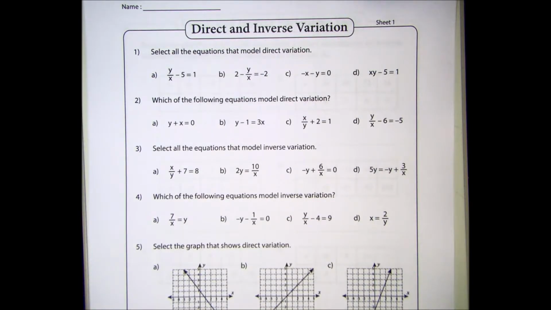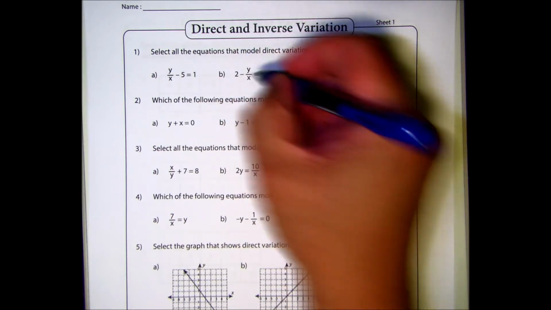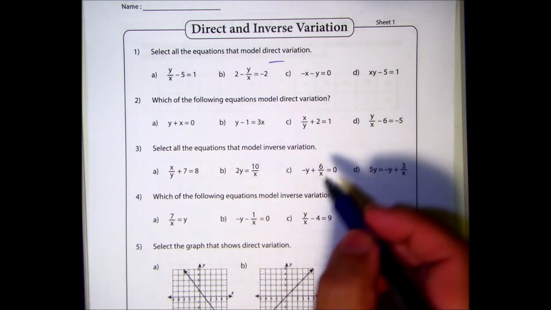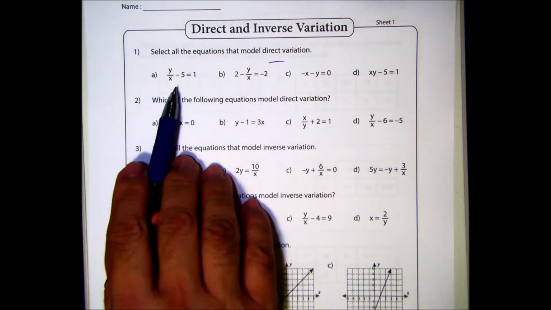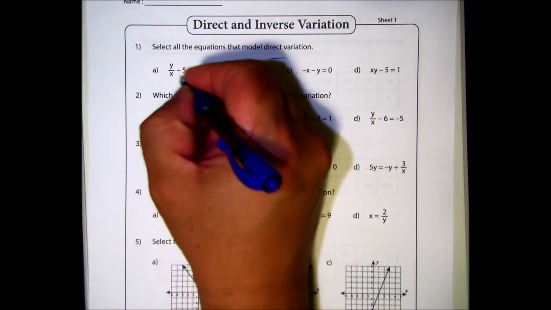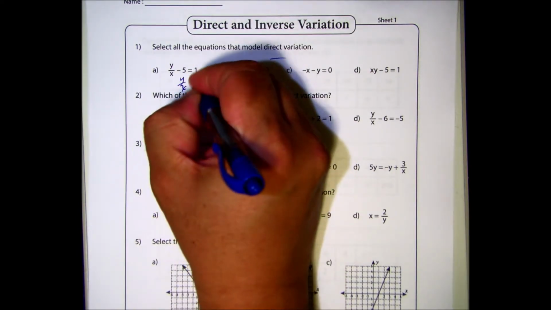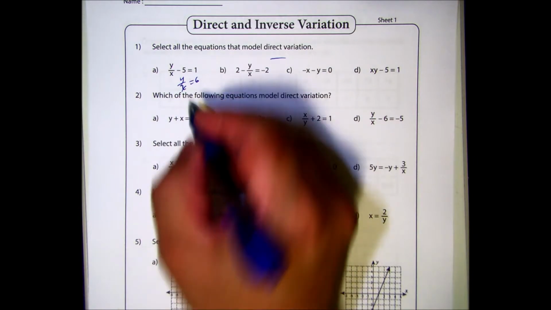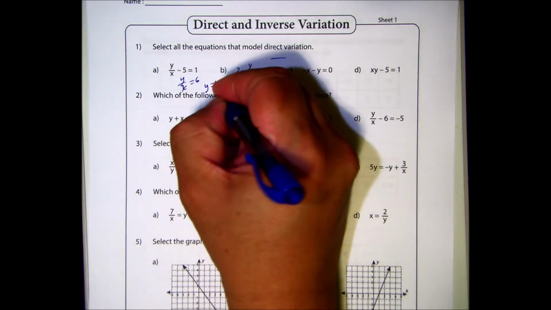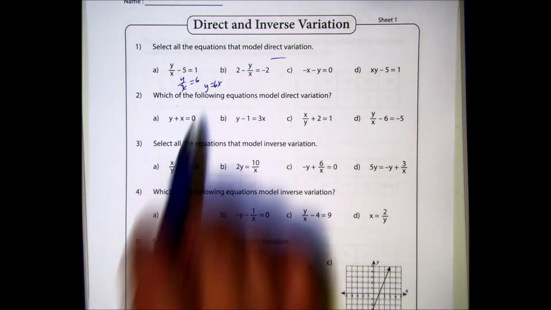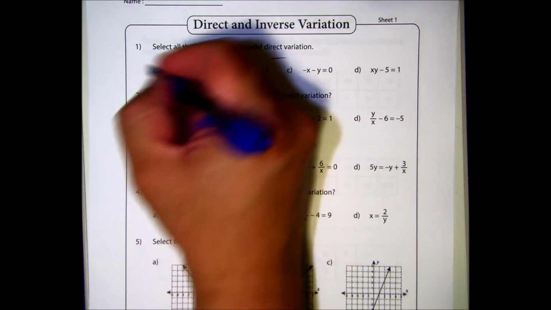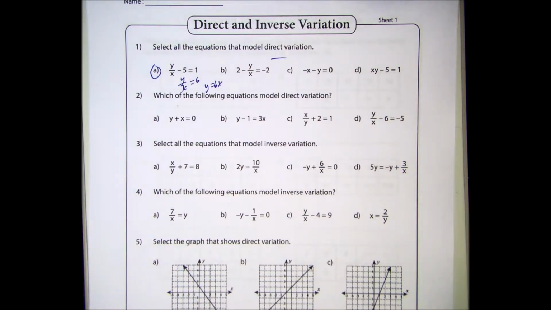Let's do this part. Select all the equations that model direct variation. What you're going to do with these problems is just solve for y. Whether it's direct variation or inverse variation, solve it for y. So here, I'm going to move the 5 over. That would be y over x equals 6. Continuing to solve for y, I got y equals 6x. Multiply by x. So that has that form. So this is a direct variation.